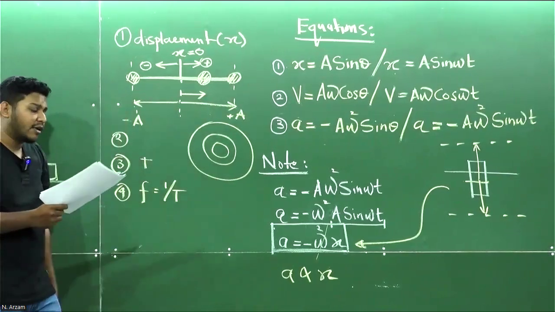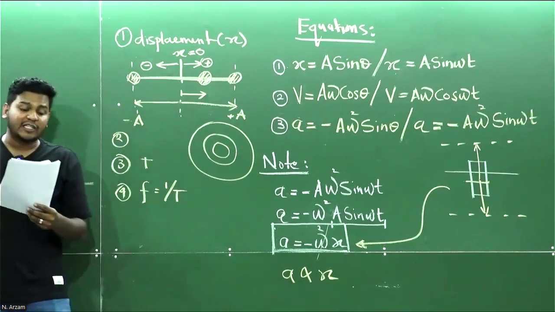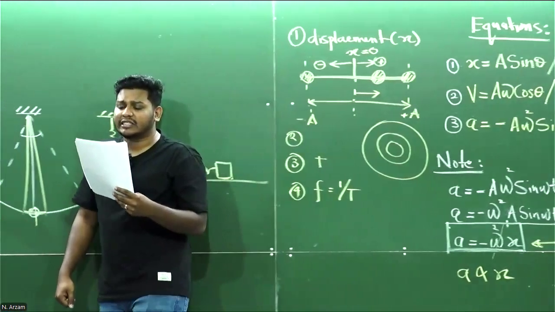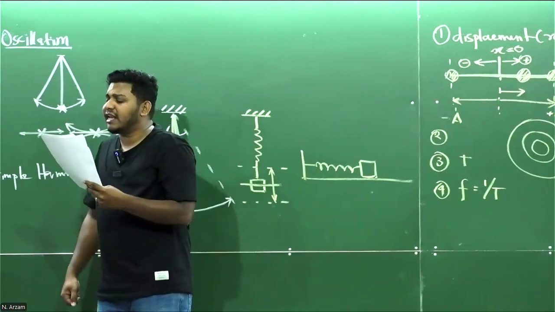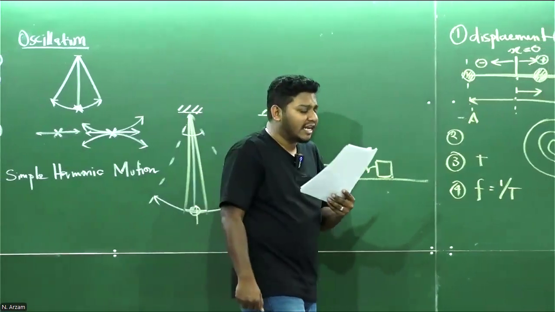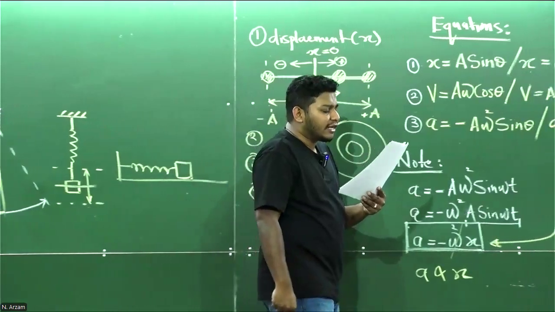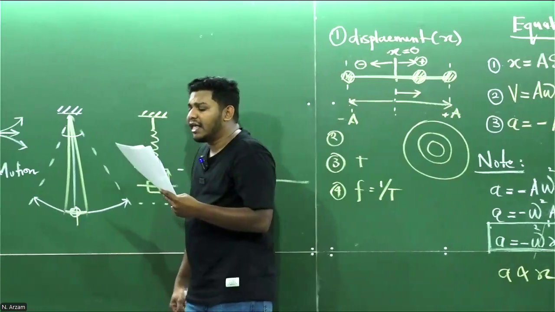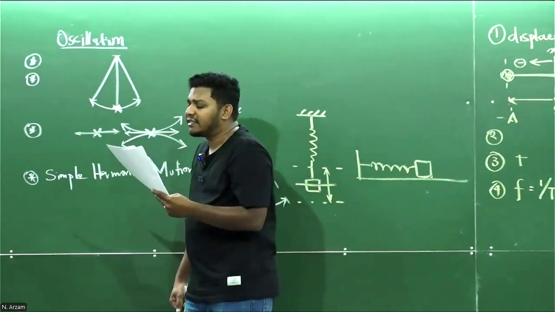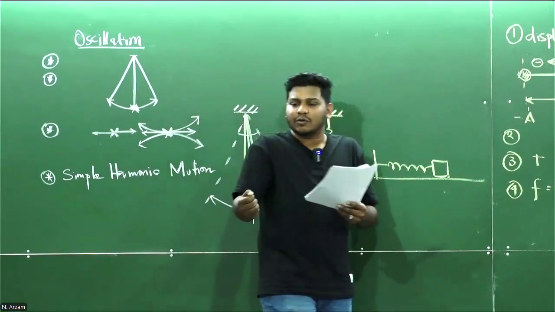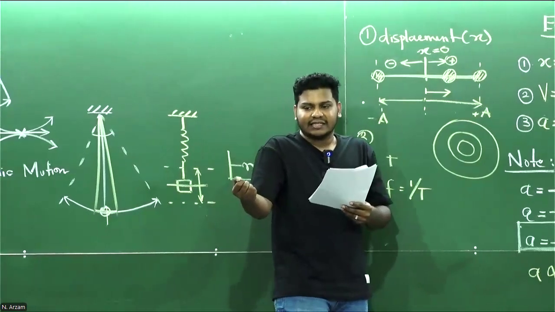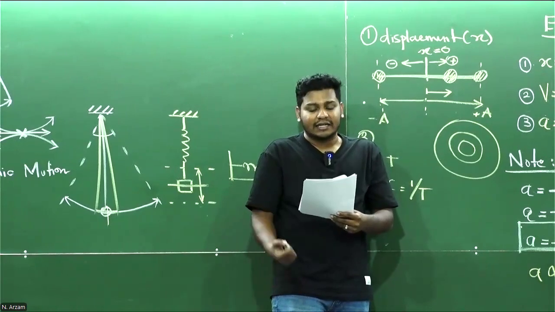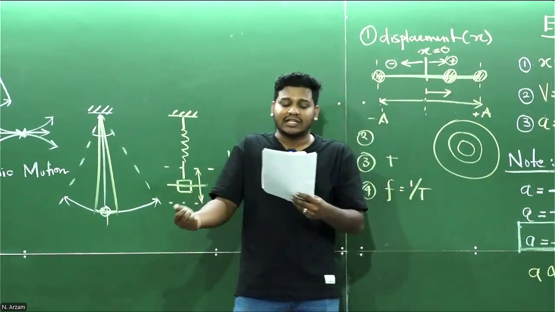Look at the next point. If the force acting on a particle moving in a straight line is always directed toward a fixed point on a straight line, and it's directly proportional to its displacement measured from the fixed point, such a motion is known as simple harmonic motion. These are also the same definition I gave in a different form.